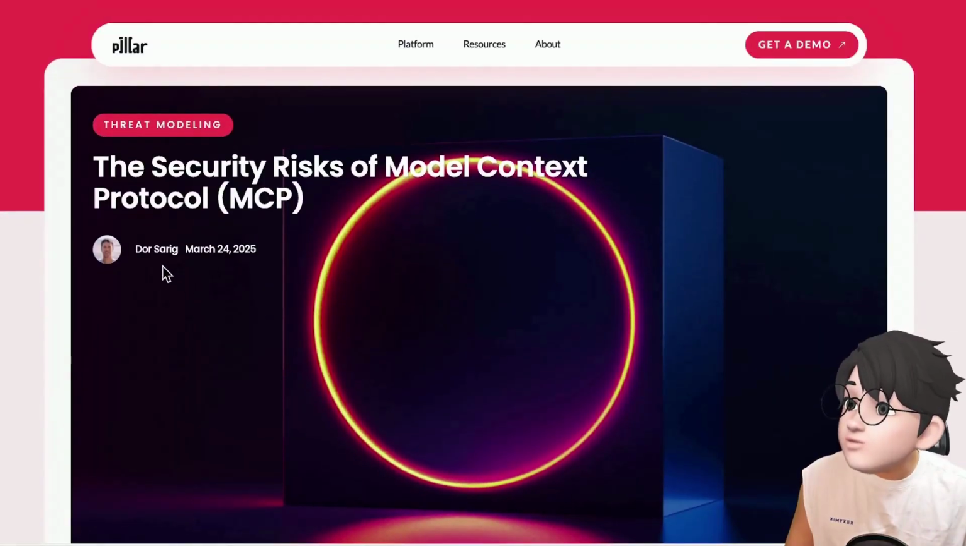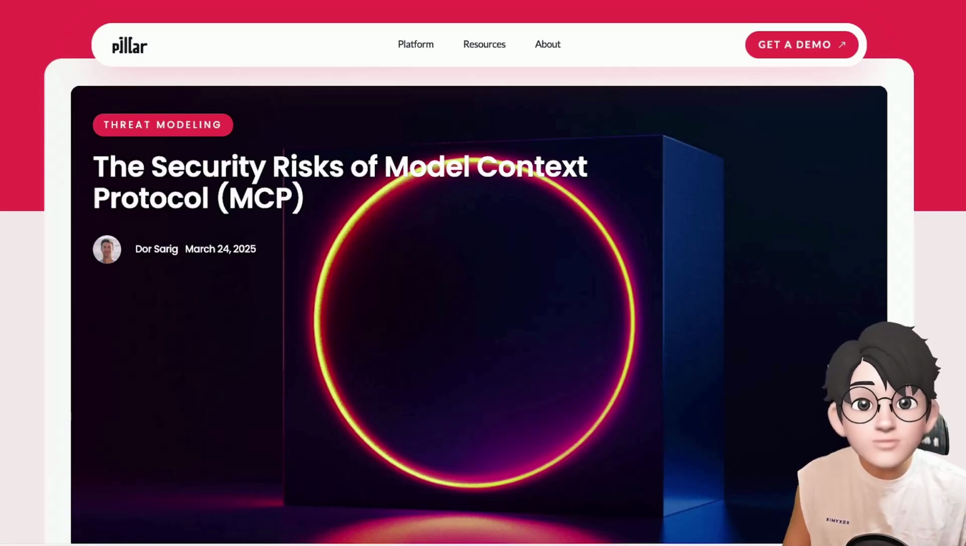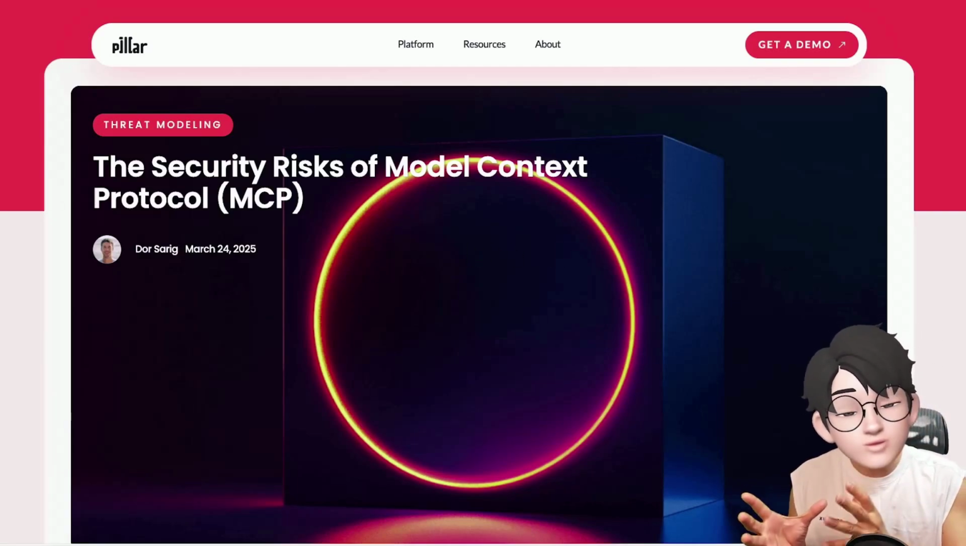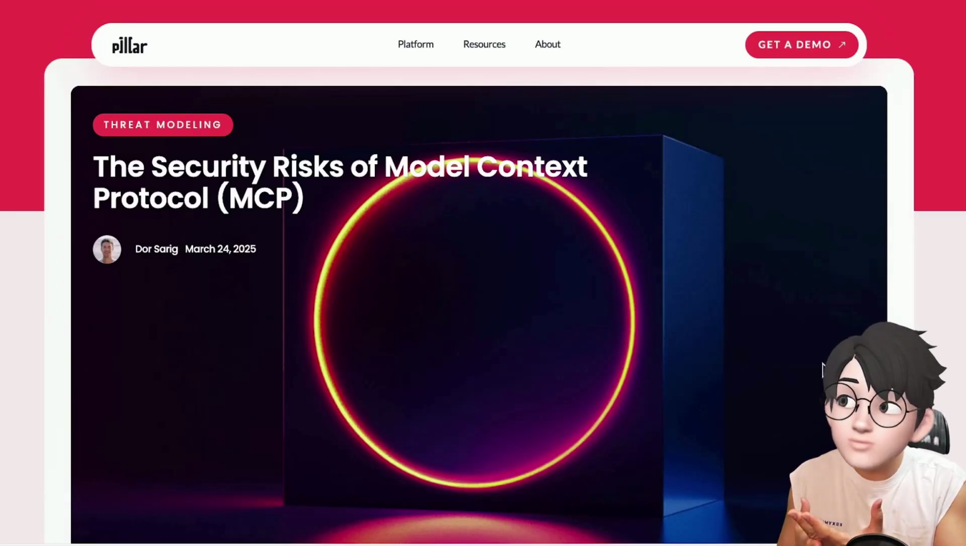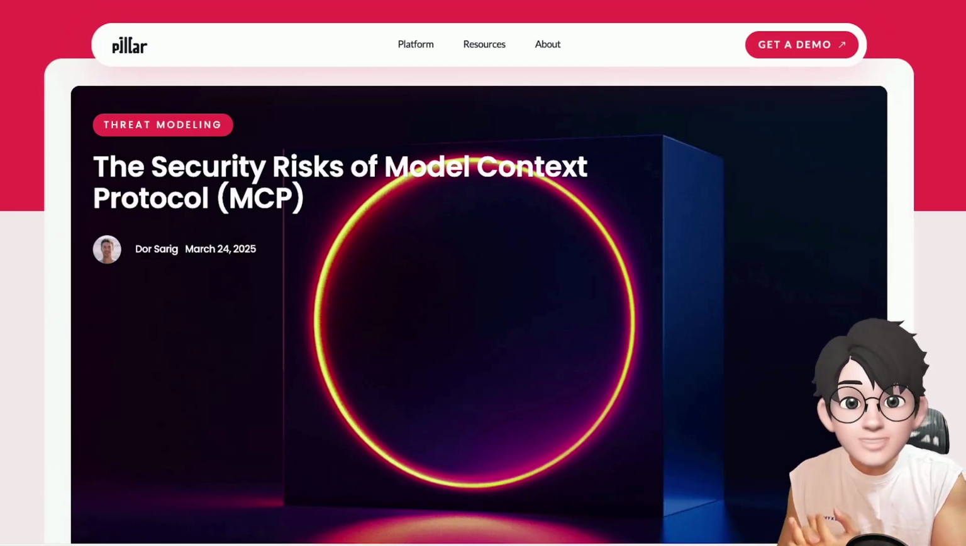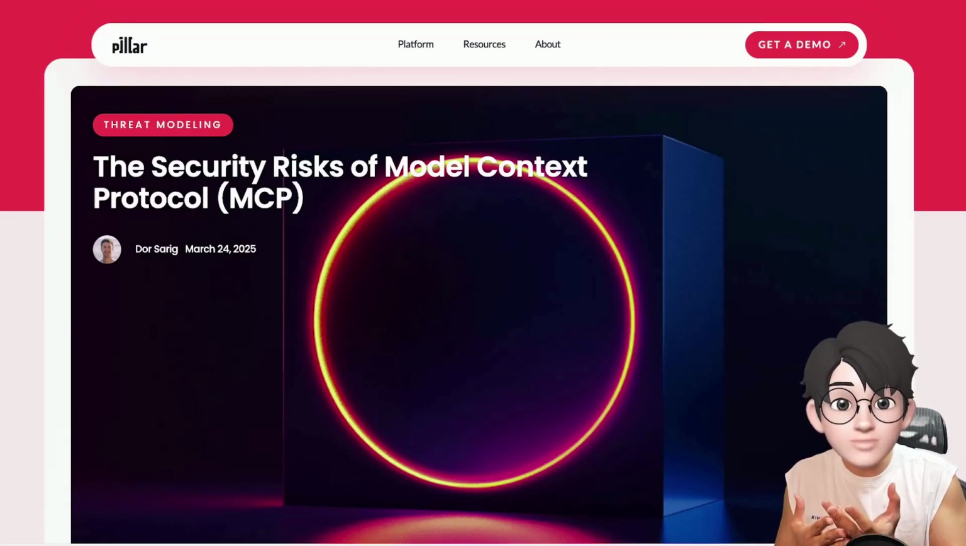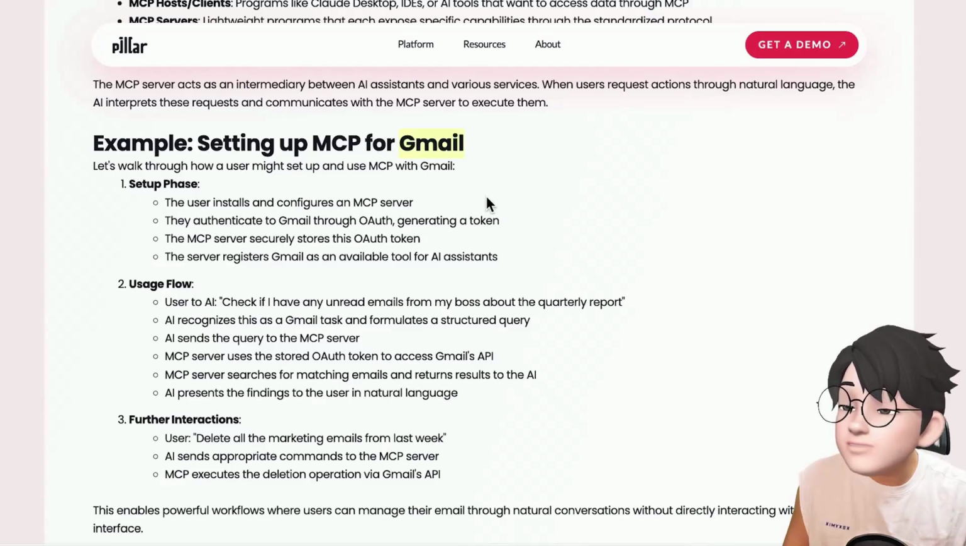First, after doing some research, I found that someone named Dor Sarig discussed security risks, and the first thing he mentioned was the potential hacking of authentication tokens used when accessing services like Google Gmail or Google Drive, which I briefly touched on last time. What does this mean? Let's consider if we use Gmail. When using Gmail, let's take a look at how MCP is set up.